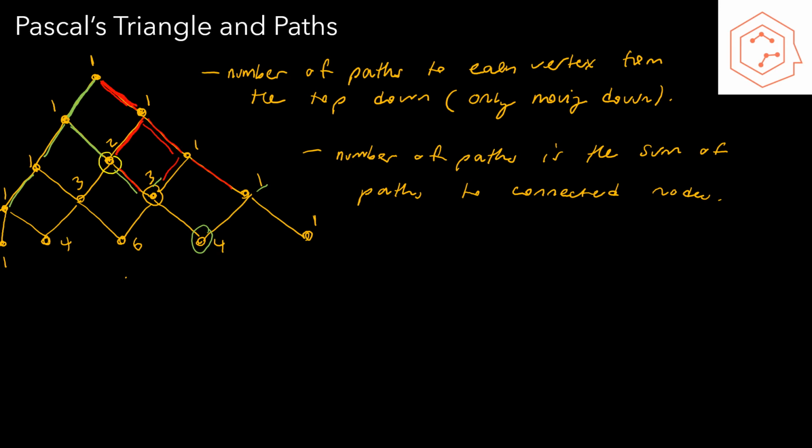And if we keep going and writing these numbers, so 1, 1, 1, 1, 2, 1, 1, 3, 3, 1, 1, 4, 6, 4, 1, this is what we call Pascal's triangle.